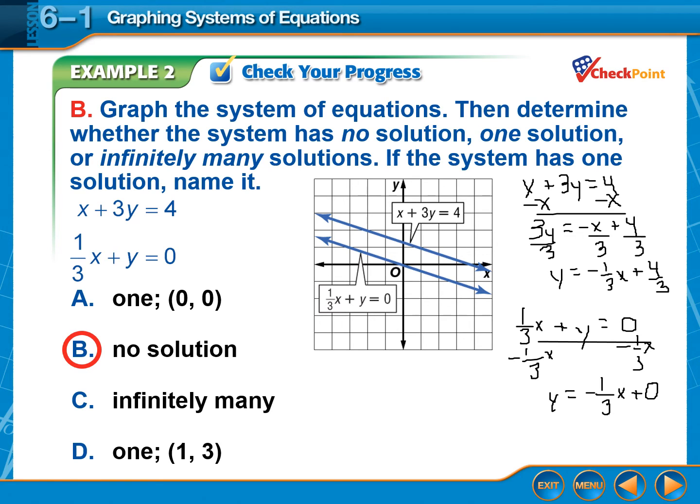So what do I notice between these two lines? Well, for the first equation, I have a slope of negative 1/3. For the second equation, I have a slope of negative 1/3. So they have the same slope. For the first equation, the y-intercept is 4 over 3. And for the second equation, the y-intercept is 0. So they have the same slope, but different y-intercepts, which means that the lines will be parallel. There's no intersection, so there is no solution to that system.